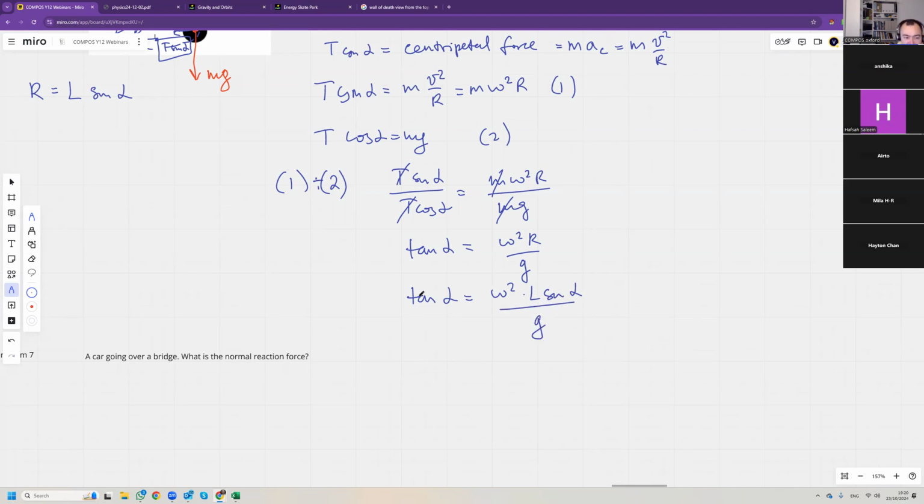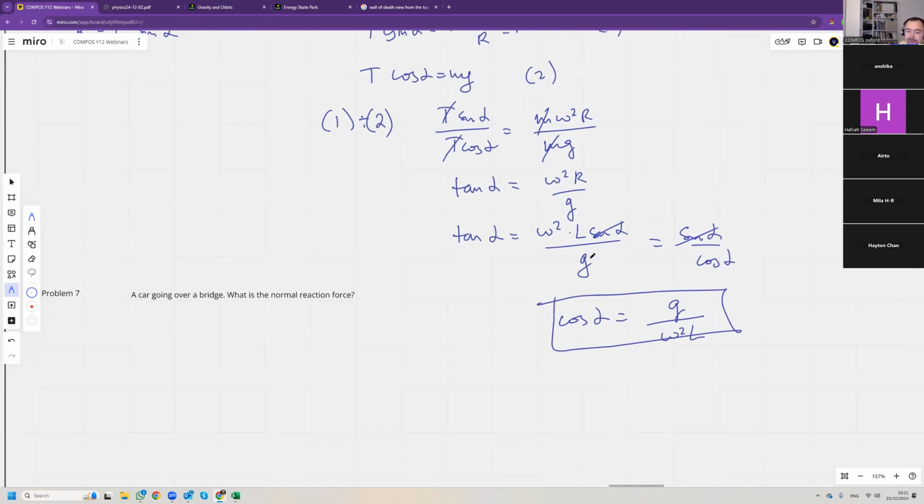Tan alpha is sine over cos, so sine alpha over cos alpha equals omega squared L sine alpha over g. Sine cancels, and we get cos alpha equals g over omega squared L. And that's the answer. I found the angle.